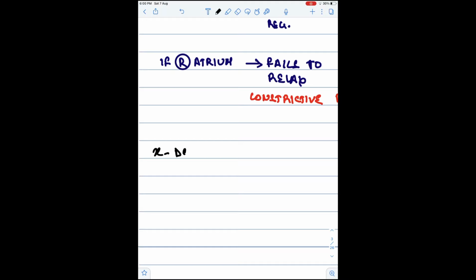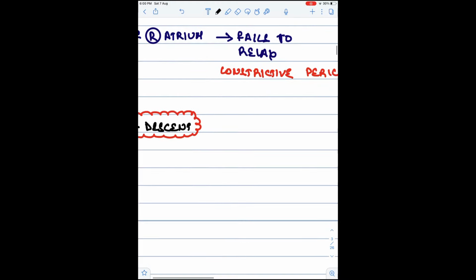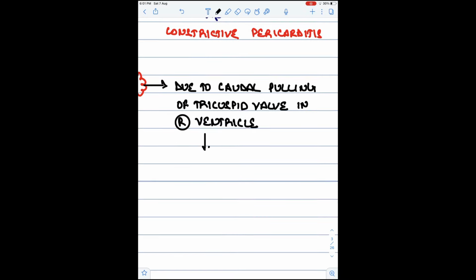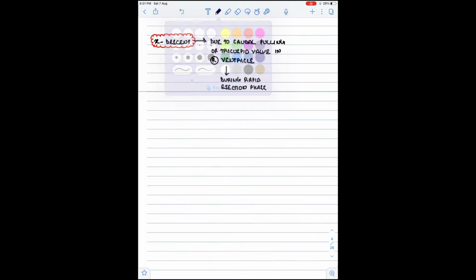Now comes the X descent. What is X descent? The X descent is the first negative deflection of the JVP waveform. It occurs due to caudal pulling of the tricuspid wall into the right ventricle. It occurs during the rapid ejection phase. So in the rapid ejection phase, there is a pulling of the tricuspid wall, leading to the production of X descent.